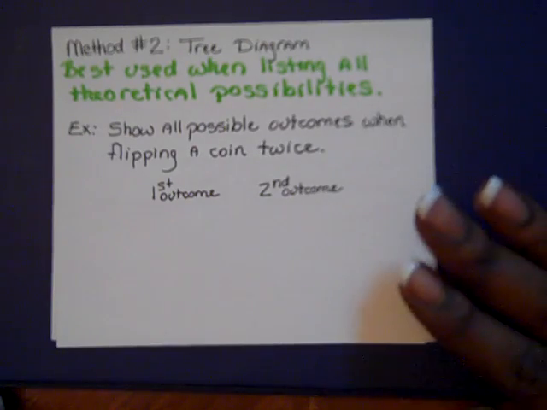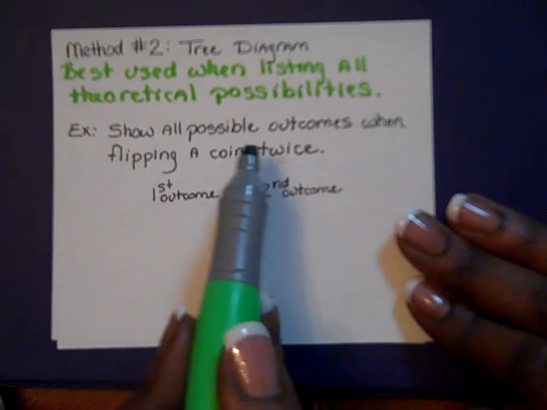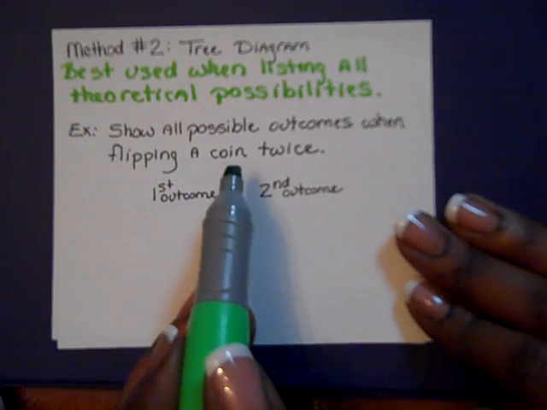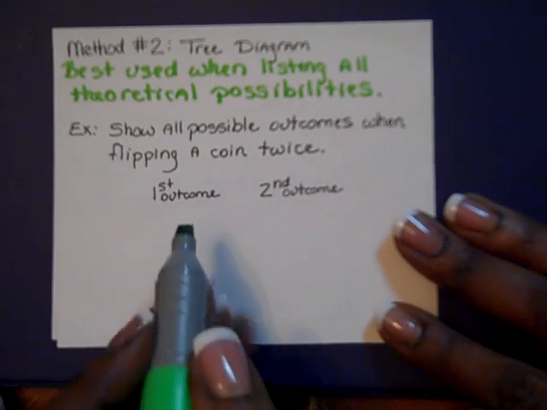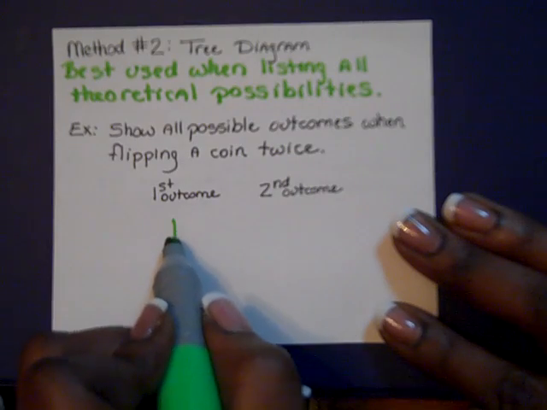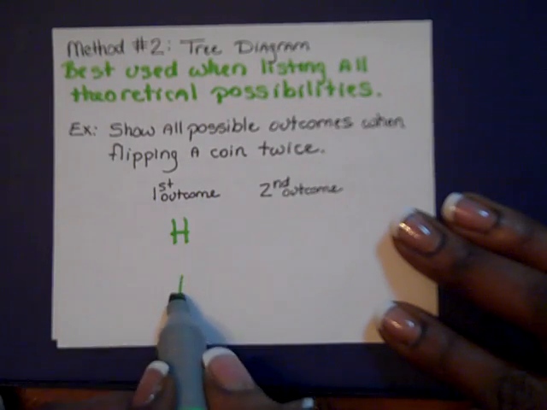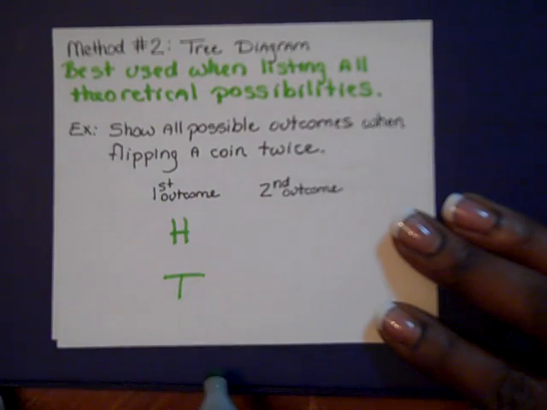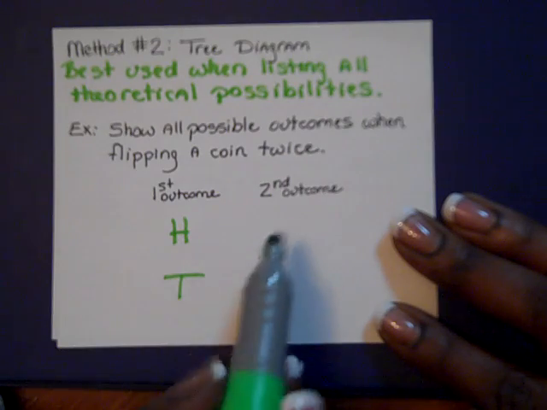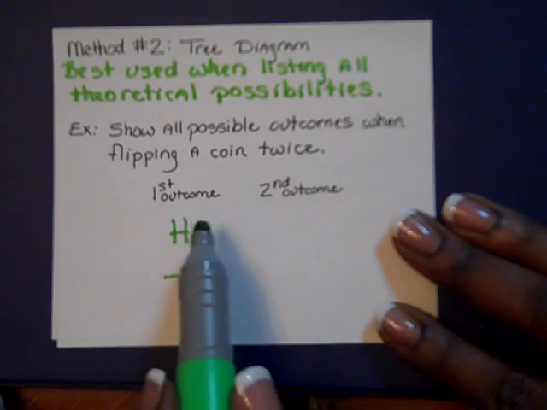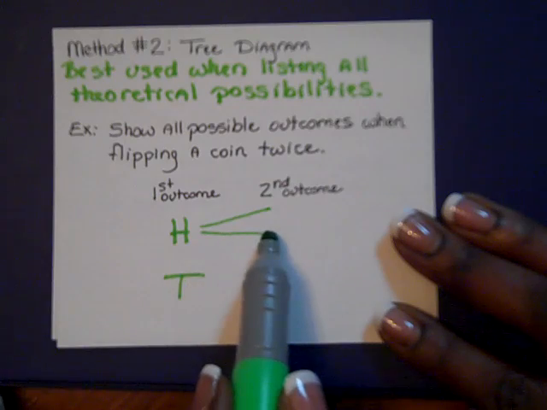For example, I'm asked to show all the possible outcomes when you are flipping a coin twice. So what I'll do is list the 2 outcomes that could occur on the first flip. Either I'm going to get heads or tails. And the second outcome will branch off from the first.